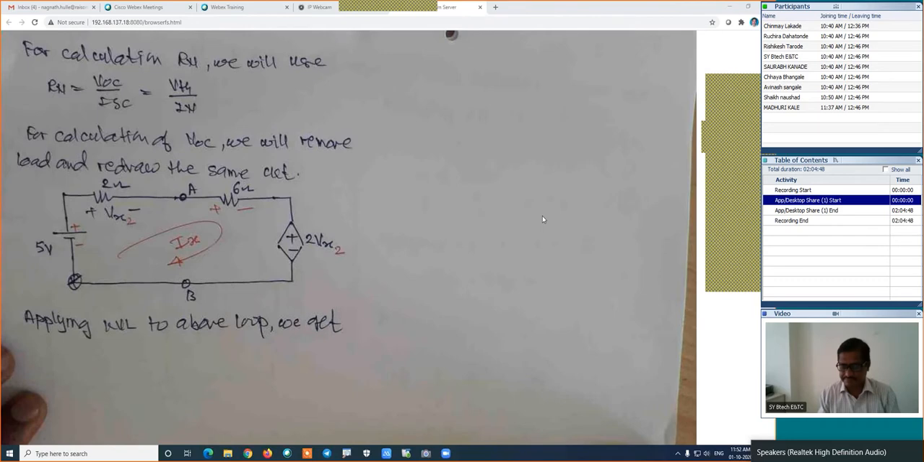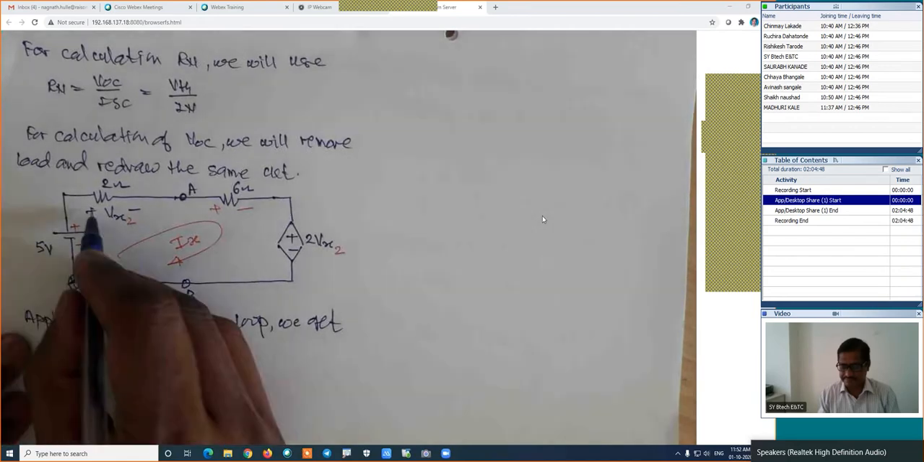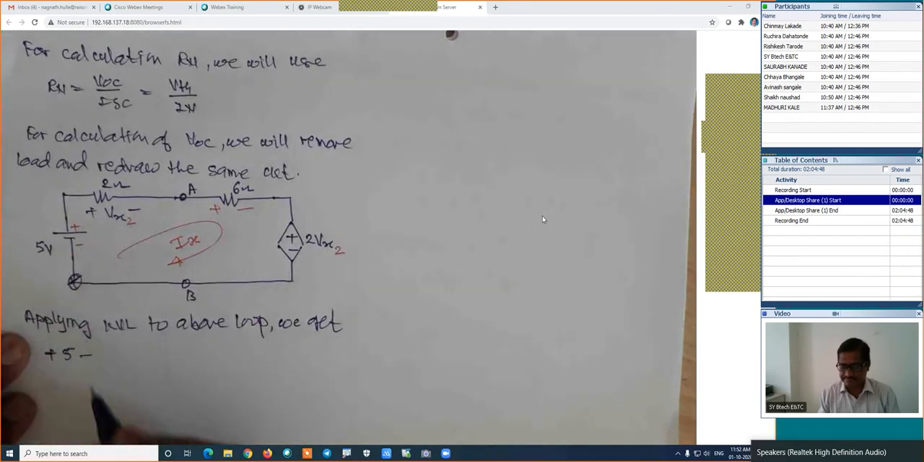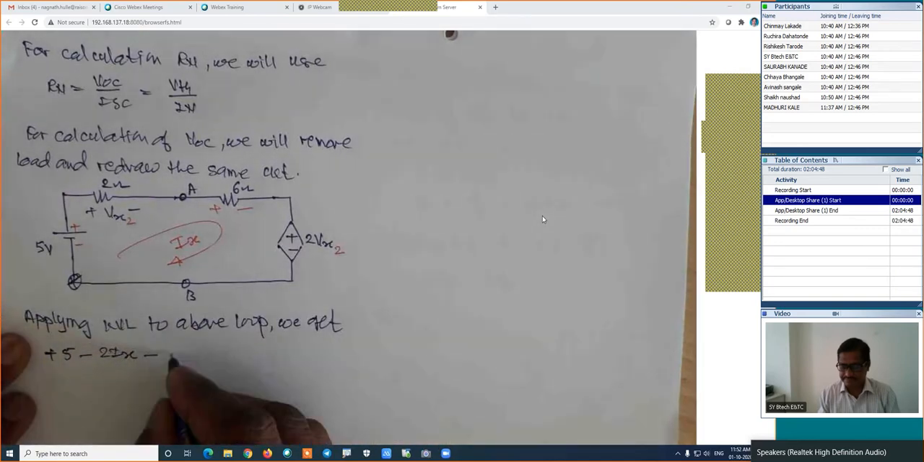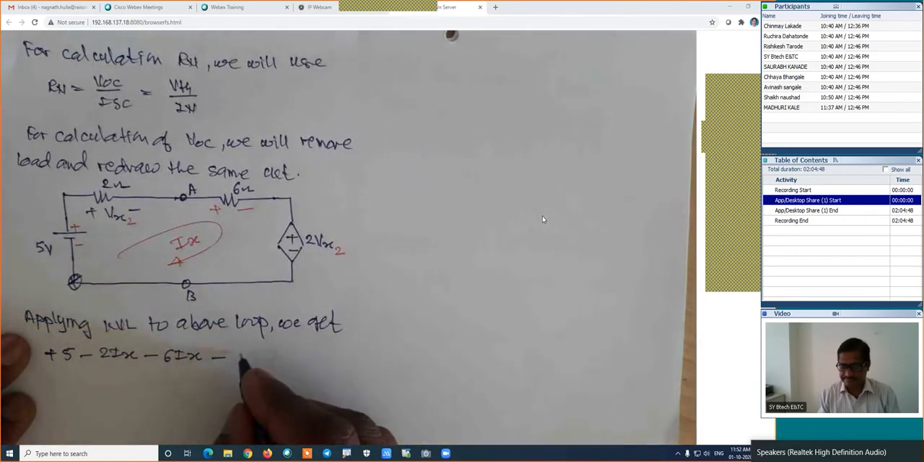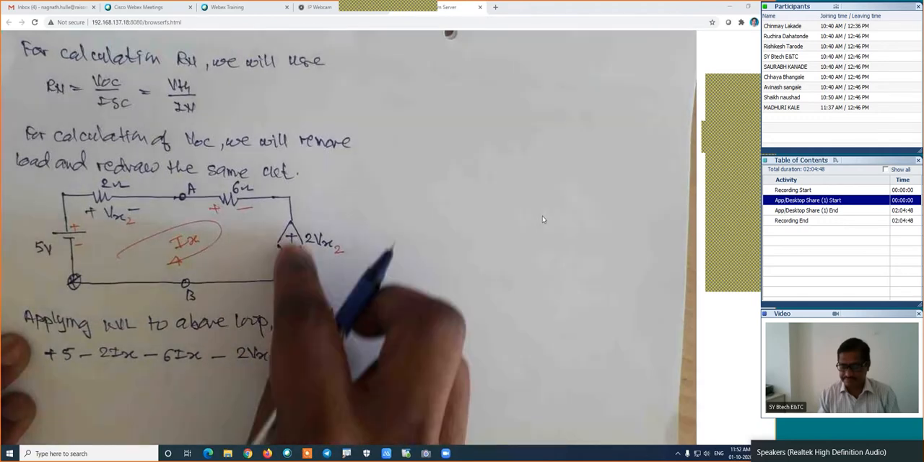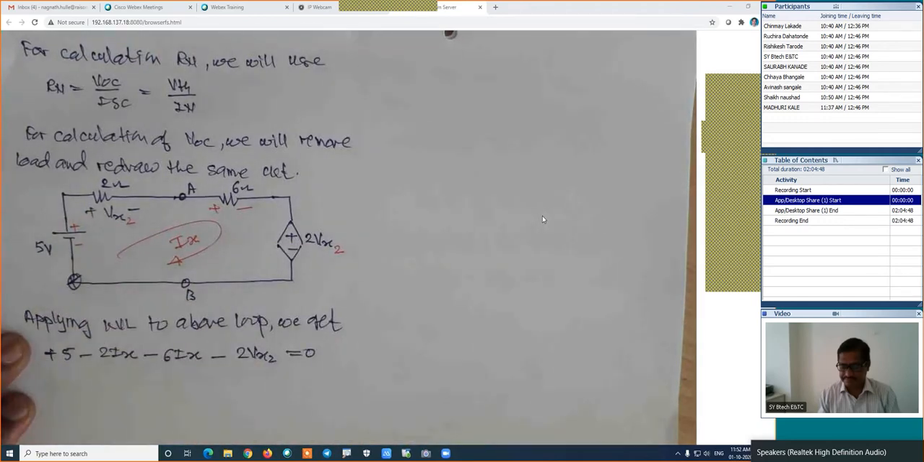If we are moving clockwise, negative to positive is plus, its voltage is 5. Then positive to negative is minus, its voltage is 2 into Ix. Then positive to negative is minus 6 into its current, which is Ix. Then positive to negative is minus 2 into Vx, which is equal to 0, because after that there is no element in the circuit.